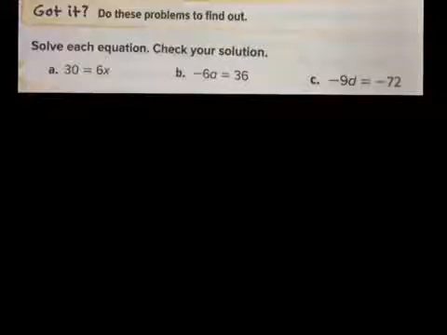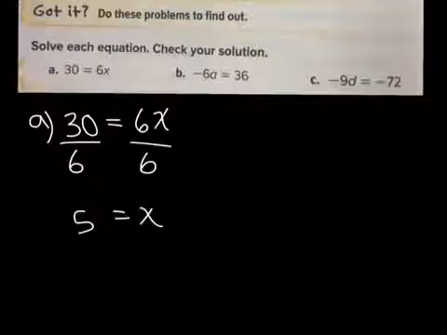Okay, I hope you paused the video. Alright, A. We have 30 equals 6x. I divide out the coefficient. I'm left with an x. 30 divided by 6 is 5.